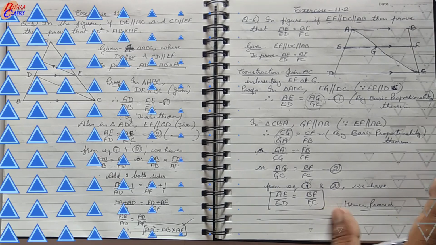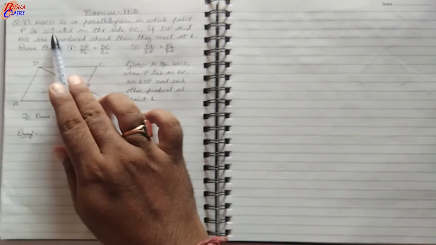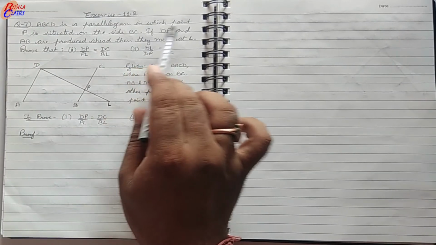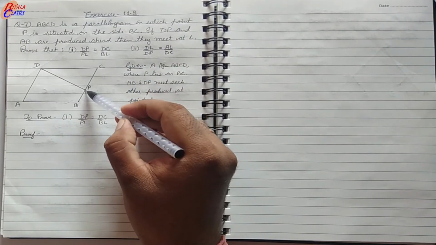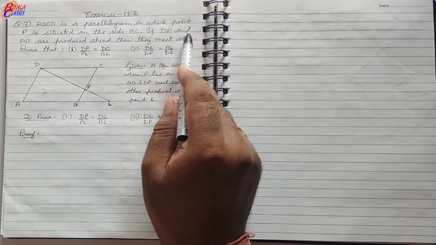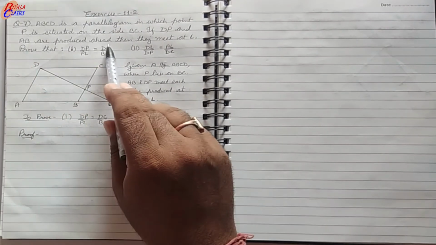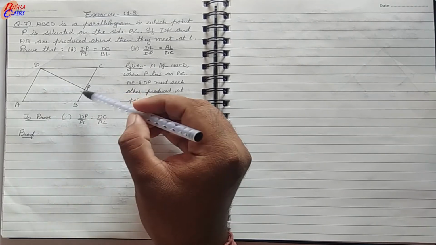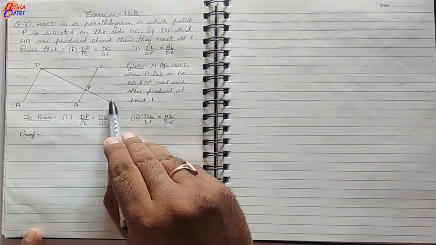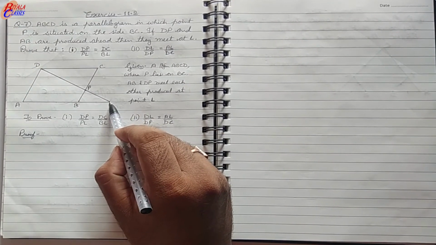Similarly, now let's move to question number 7. Question number 7 says, you are given ABCD as a parallelogram in which point P is situated on the side BC. You can see here the point P which is situated on side BC. If DP and AB are produced ahead, DP and AB, these two line segments are produced ahead so that they meet at point L.